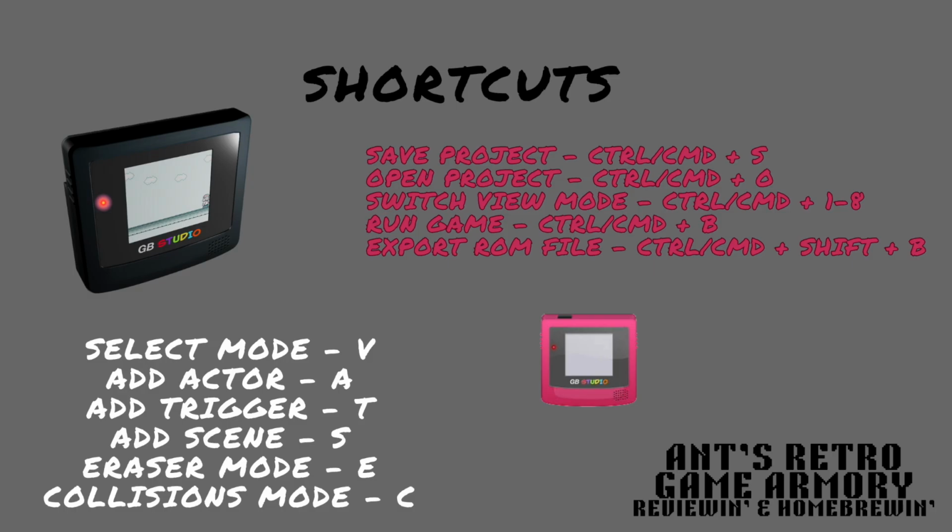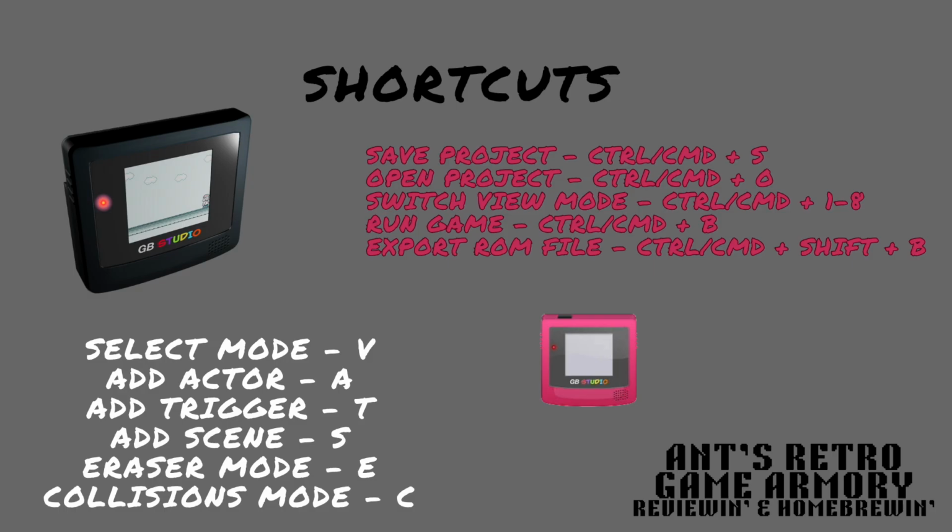So lastly, there's some shortcuts you can use. The top ones here are really for the software, so that has to do with saving, opening projects, running the game, and exporting your ROM file. You can do those through shortcuts. And then the ones in white here are really for the game space, or really the whiteboard. You can use these letters to insert your actors, triggers, scenes, eraser mode, and collision mode. So these will pull up those menus we clicked on in the first video.